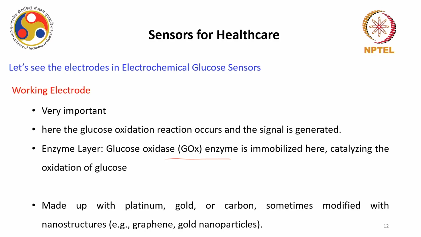The material utilized in fabrication of this working electrode is mostly carbon, but you will find a lot of noble metals also utilized, like platinum and gold, which are sometimes modified with certain nanoparticles, particularly for immobilizing these enzymes, or for some other applications. We will see that in a while.